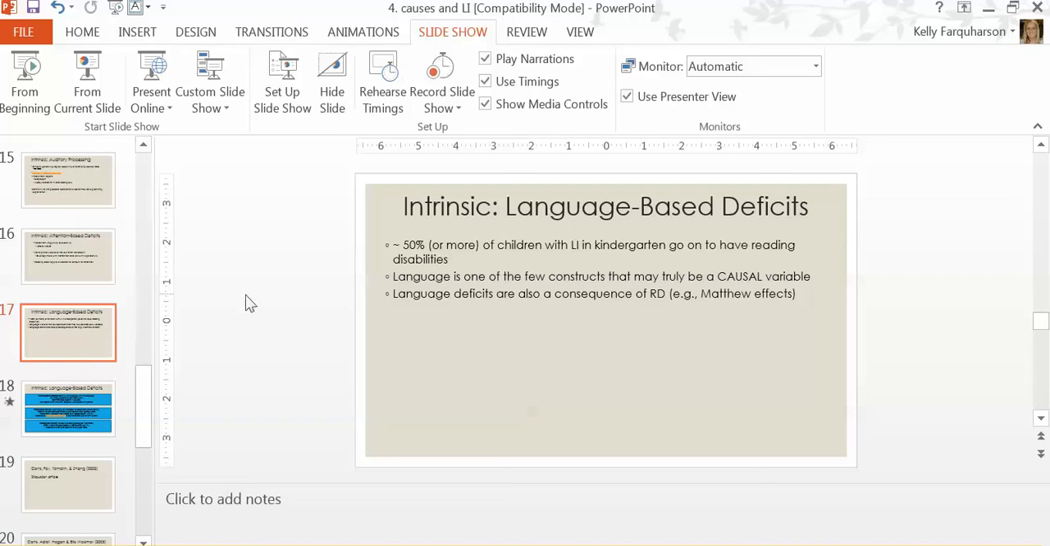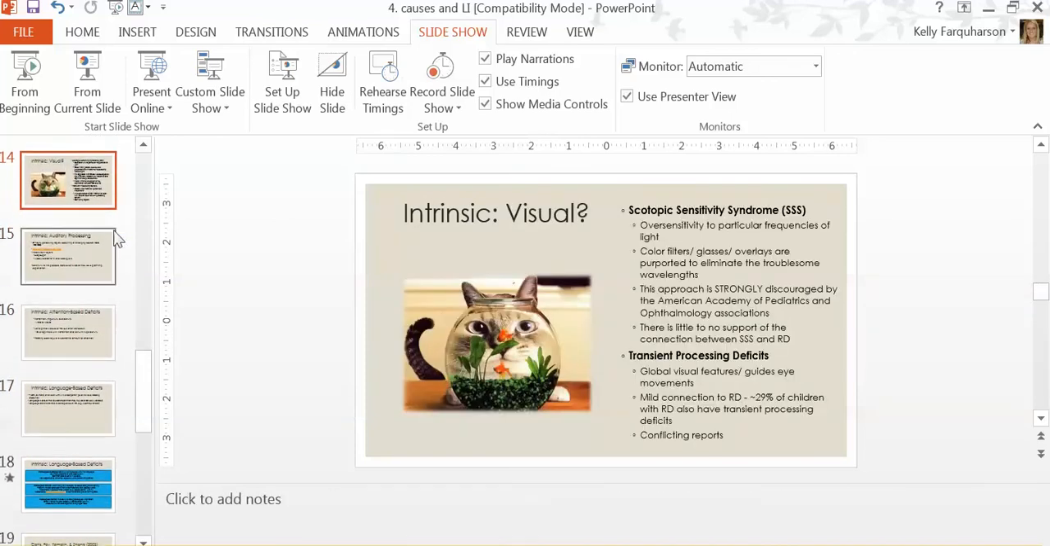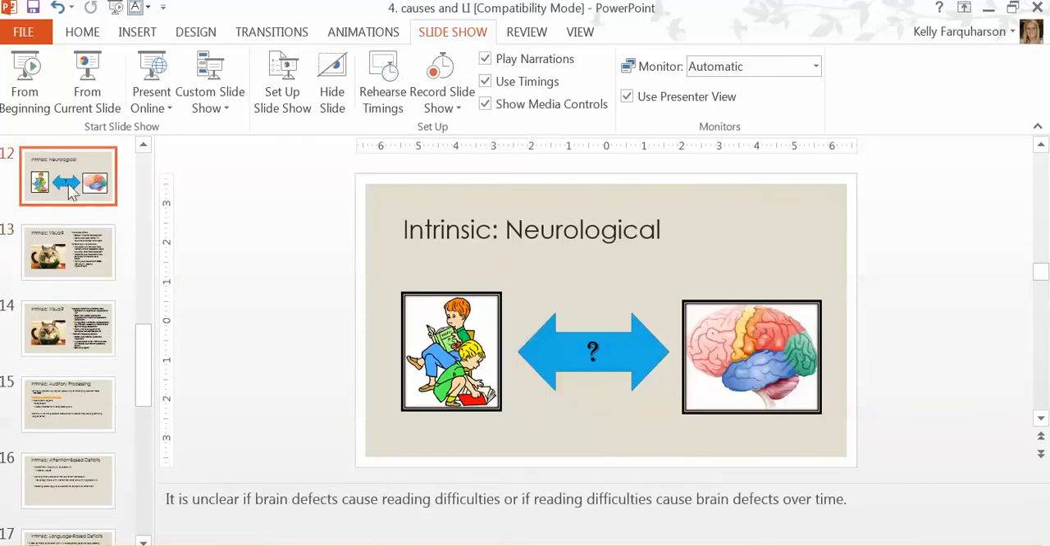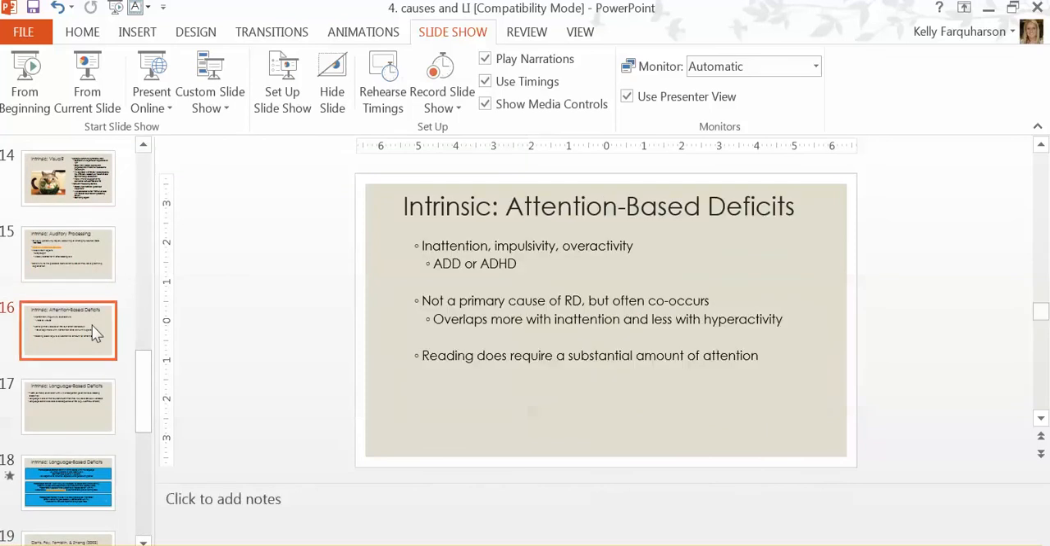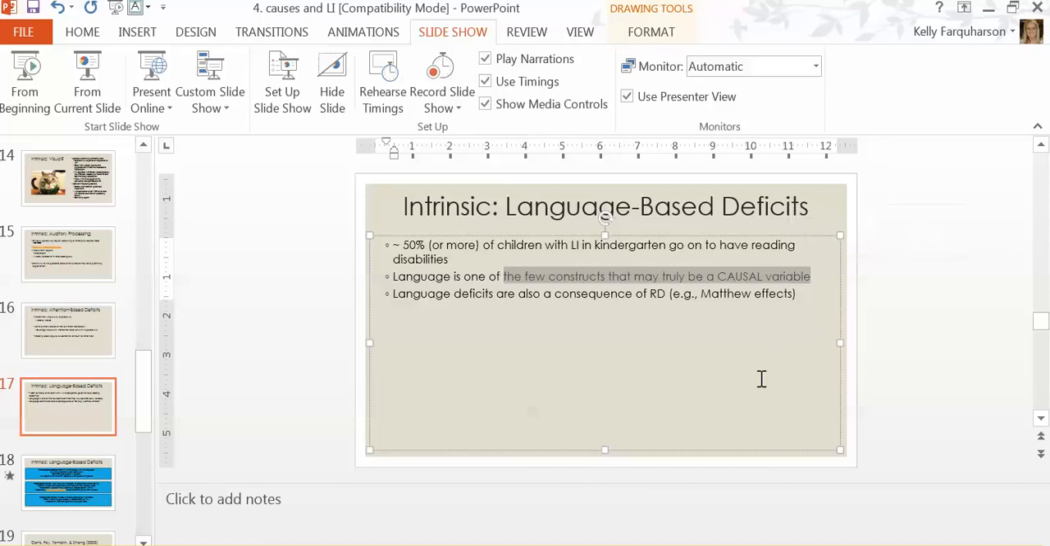So a lot of the intrinsic and extrinsic variables that we've talked about so far, we've said, well, these aren't really a true cause of reading disabilities. They may co-occur, or they may be speculated to be a cause, or we may think there's an aspect of this that contributes to reading difficulties. Language is different. Language is the one construct we know for sure has causal relationships with reading.